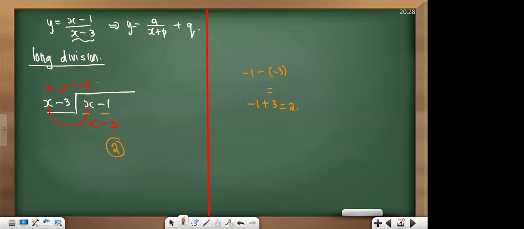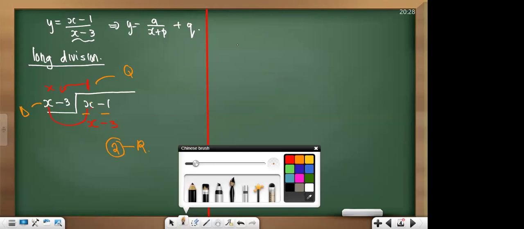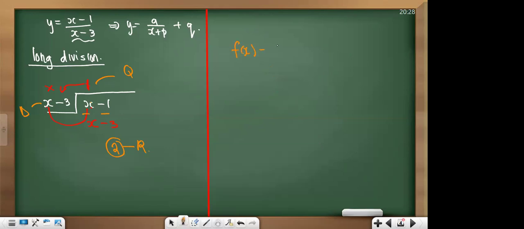And in grade 7, we call this a quotient, we call this a divisor, we call this remainder. That's what we used to call it in grade 7. So basically, how am I writing my equation? I'm going to write f of x equals RDP, just like we write RDP, but I don't have a p. It's going to be RD plus Q. What is R? Remainder is 2. What is D? Divisor, x minus 3. What is Q? The quotient, that's 1. I am done.